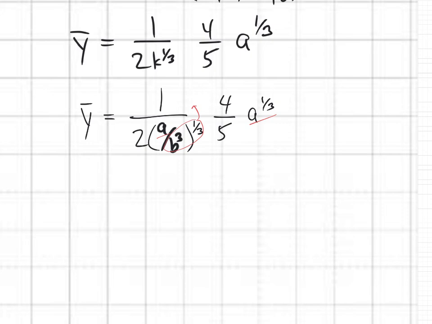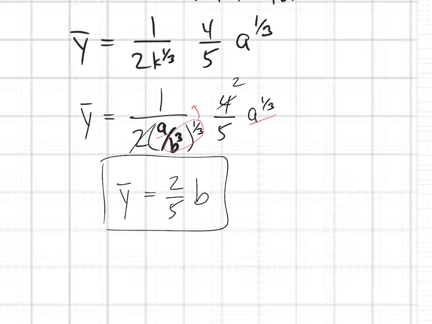So we end up with, I'll let you do the algebra there. You guys know how to do algebra. Let's see, so this 2 and this 4 becomes a 2. So we end up with 2/5 of b, which is a very satisfying solution. To me, at least. I hope you enjoy it too.